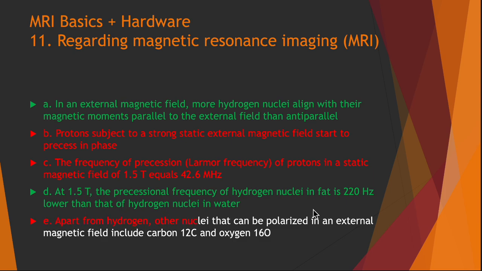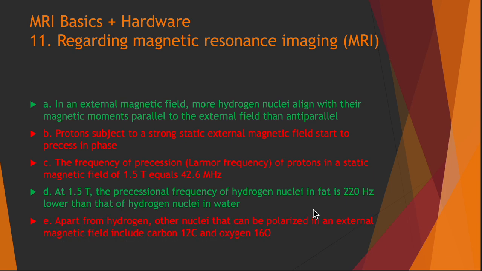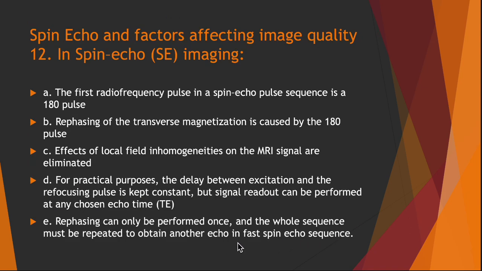Apart from hydrogen, other nuclei that can be polarized in an external magnetic field include carbon-12 and oxygen-16. Now actually, nuclei with even numbers of protons and neutrons do not have any magnetic vector, or have a zero net magnetic moment, so they cannot be polarized. If I had given 13 carbon, then the statement would have been true. But here, apart from hydrogen, the nucleus that can be polarized is carbon-13, not carbon-12.